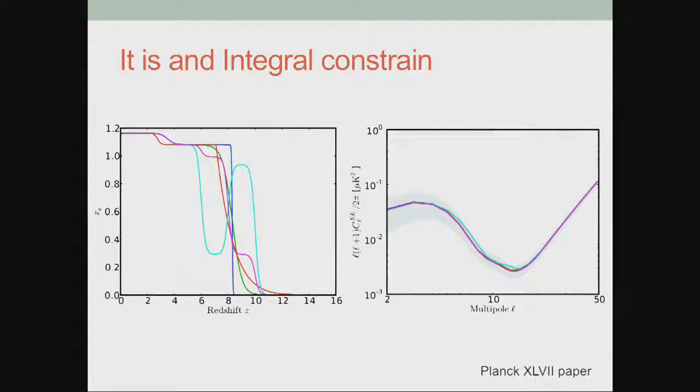This is another kind of scenario where things ionize, recombine, and then ionize again. All kinds of scenarios, right? All of them, you see them? When you calculate their power spectrum, they almost lie on top of each other. The CMB cannot tell us the details. It's an integral constraint. It tells us basically how much scatters when it comes to us. How it scatters, here or here, we don't know.